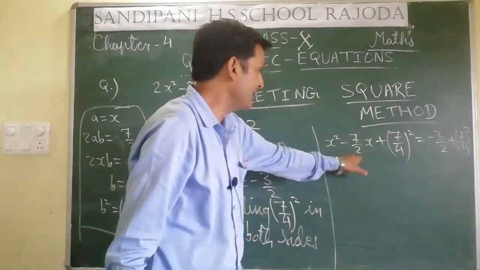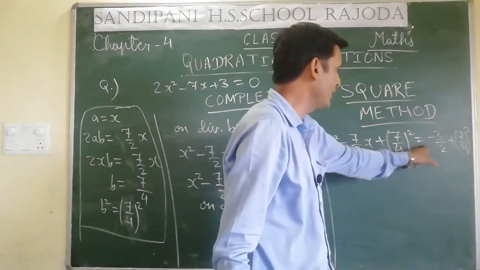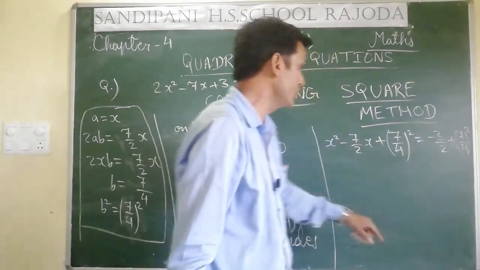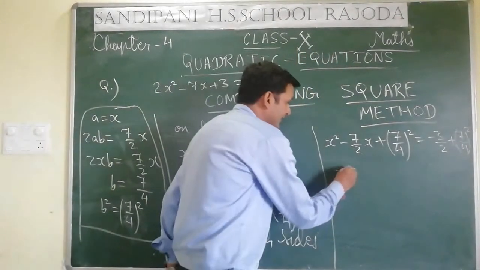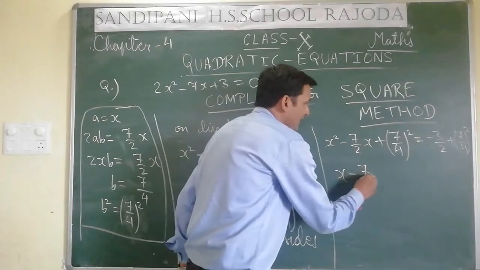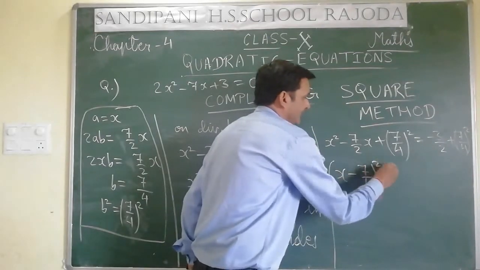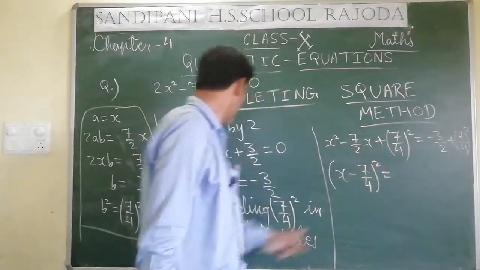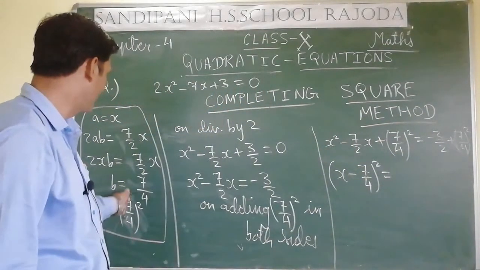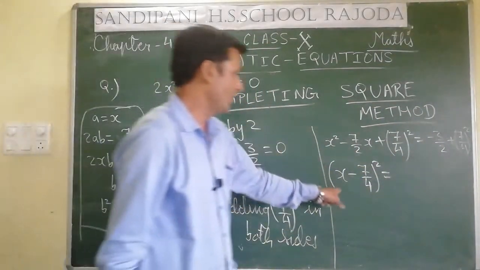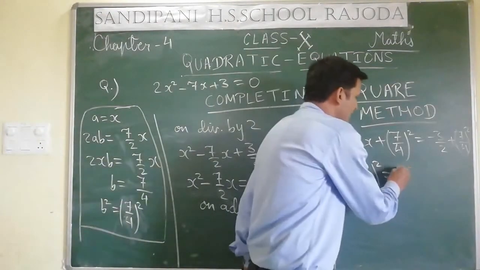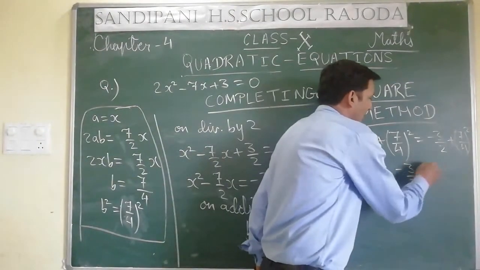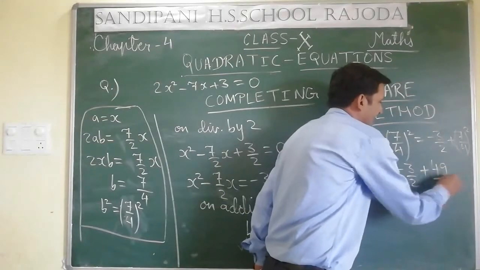Now x square minus 7 by 2x plus 7 by 4 whole square is equal to minus 3 by 2 plus 7 by 4 whole square. So you may write it a minus b whole square. This is value of a, and of course this is value of b only. Value of b is 7 by 4. So x minus 7 by 4 whole square is equal to minus 3 by 2 plus 49 by 16.